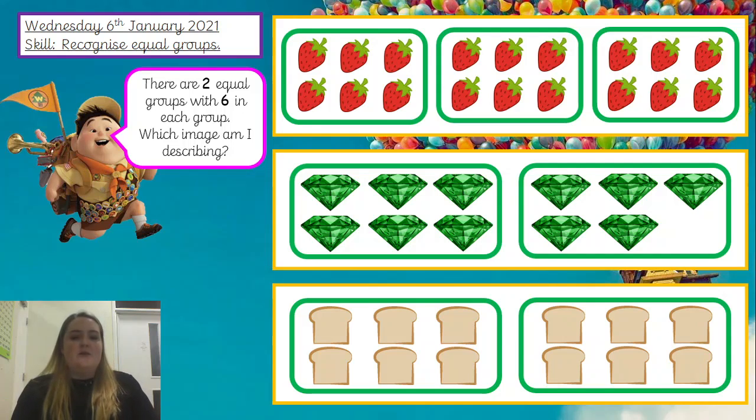Okay, so which one do you think then? You might be right. So there is the last one there, 2 equal groups. There are 2 equal groups of the toast and there is 6 pieces of toast in each group. Now, the middle one might be a little bit confusing because there are also 2 groups of emeralds. But the reason that this is not the image that Russell is describing is because in the second group there are only 5 emeralds. There are not the same number of emeralds in both groups. Okay, and then the top group then, there are 6 strawberries in each of those groups, but there are 3 equal groups, not 2.